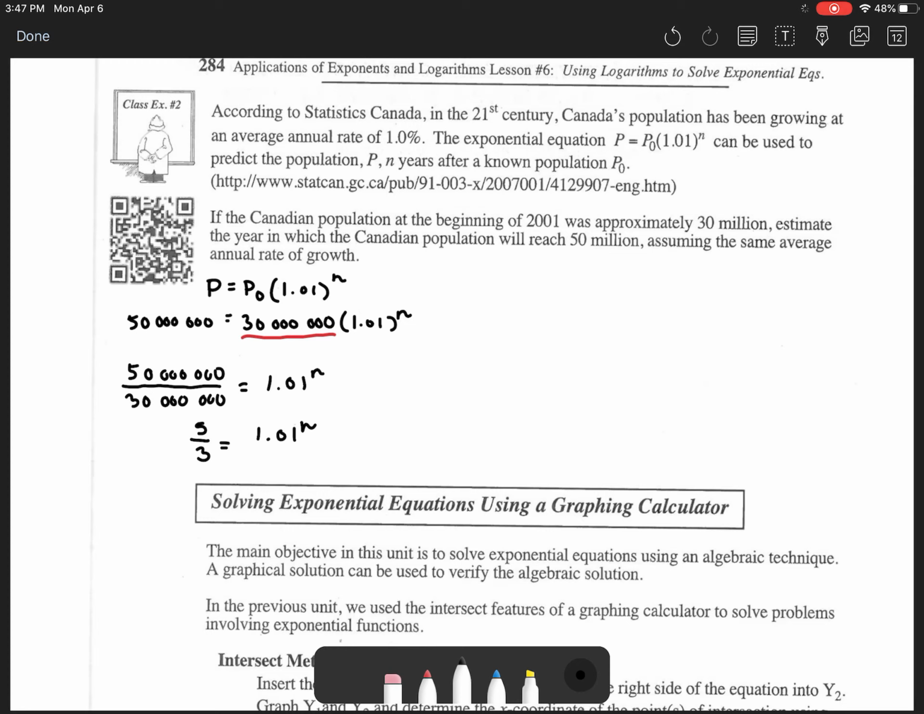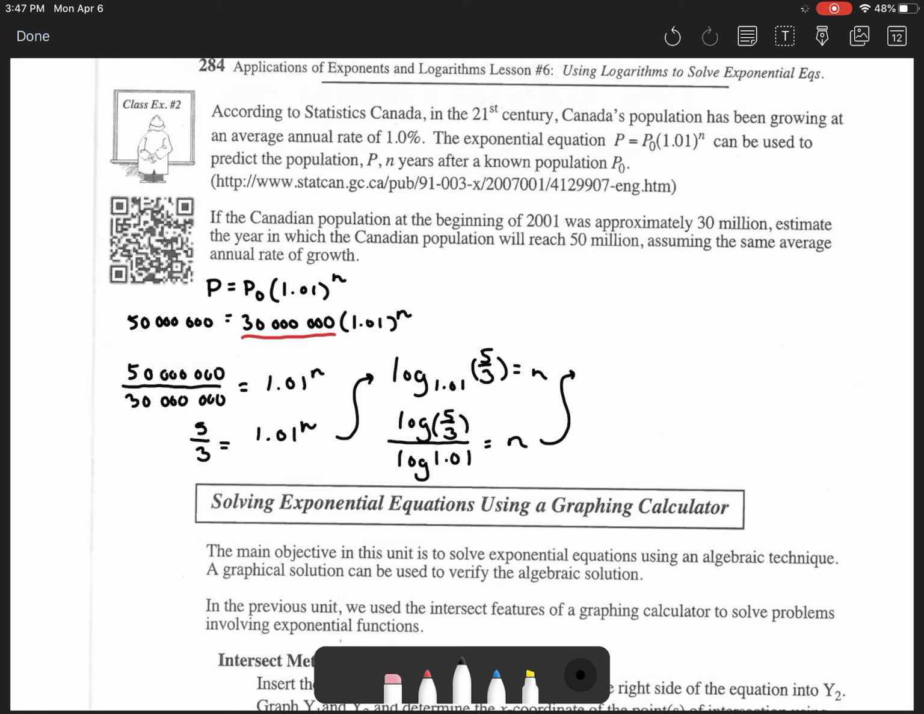So what I can do from here is pretty much what I did on the last page, which is I can convert this to exponential form, if I so choose. So this would be the log base 1.01 of 5 over 3, as your argument, equals n. Now, if you want to calculate this using your calculator, which is what they intend you to do, it's going to be the log of 5 over 3 divided by the log of 1.01, and that will equal n. So now it's a matter of you using your calculator to figure out that value.